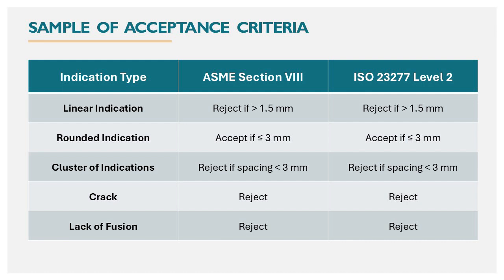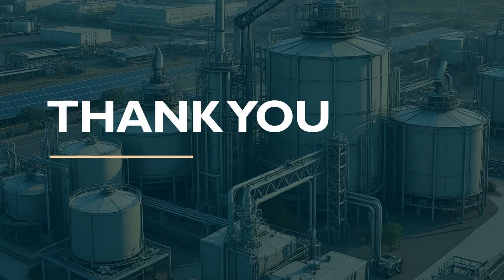When indication type is cluster, ASME Section VIII and ISO 23277 Level 2. Given this cluster of indications, a rejection if spacing less than 3 mm. When indication type is crack and lack of fusion, ASME Section VIII and ISO 23277 Level 2. Given both crack and lack of fusion, completely rejected.